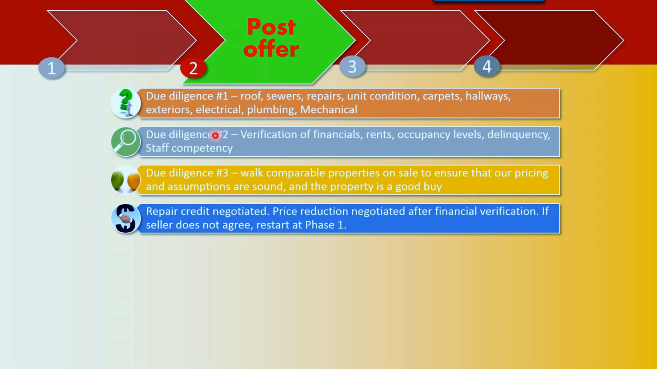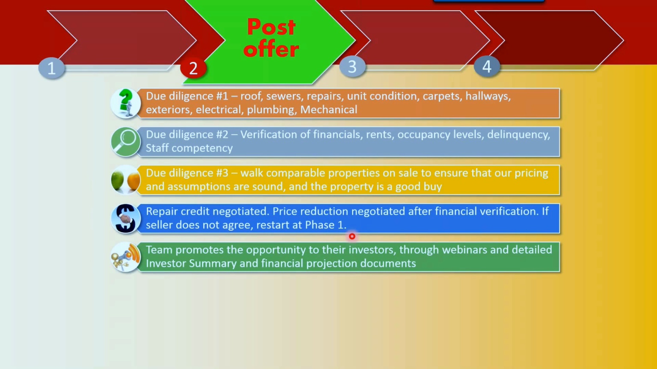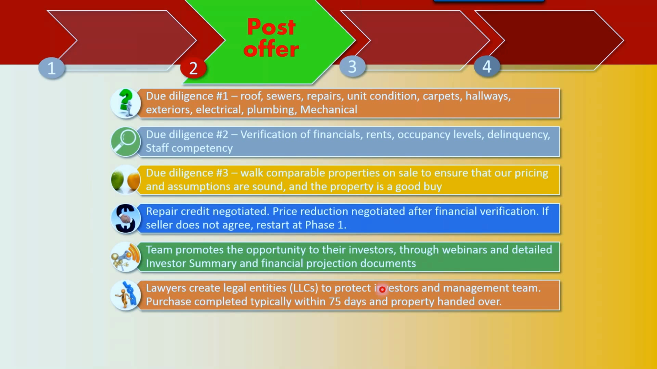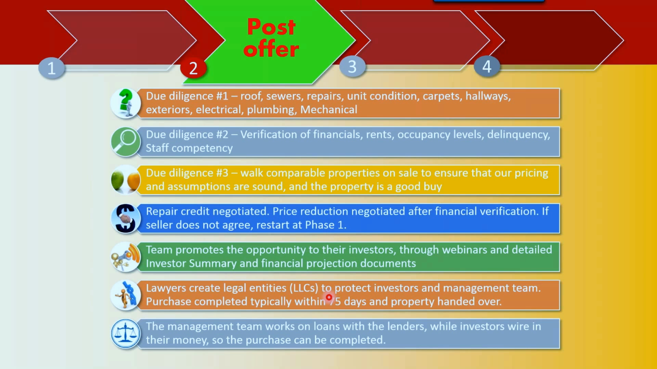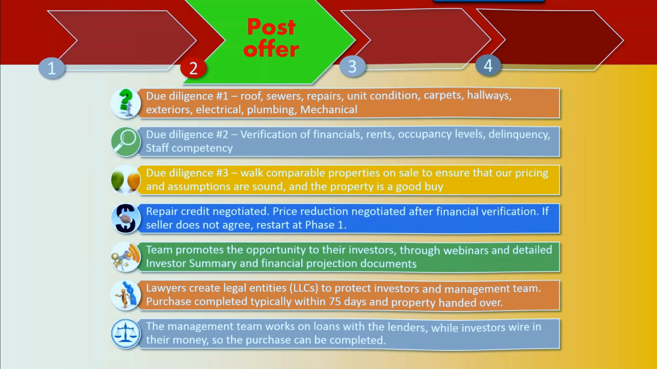And finally, based on these three pieces of due diligence, we negotiate a repair credit. Sometimes at this point, the seller refuses and the deal dies and we start again. If it doesn't, we promote the opportunity to investors. Lawyers start creating legal LLCs to protect investors and the management team. And the management team works on loans with lenders and investors wire in the money so the purchase can be completed, typically within 75 days.